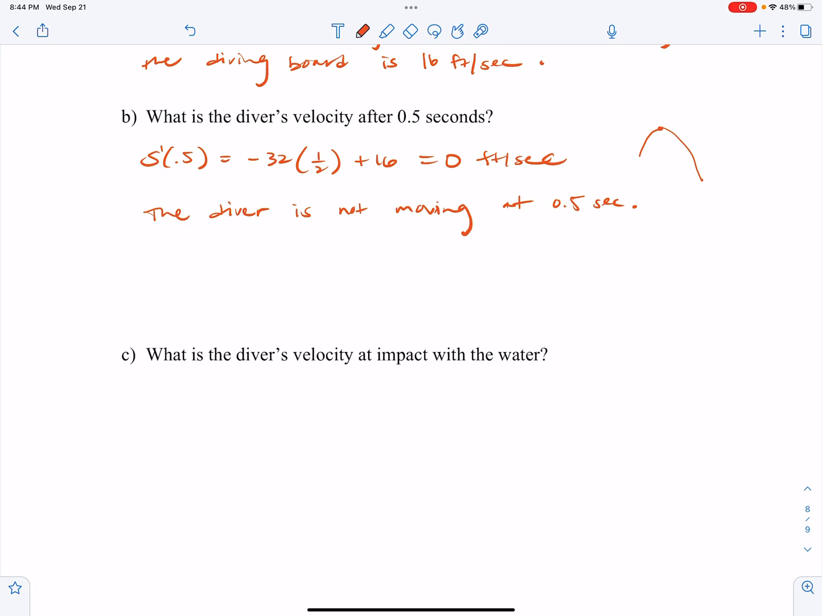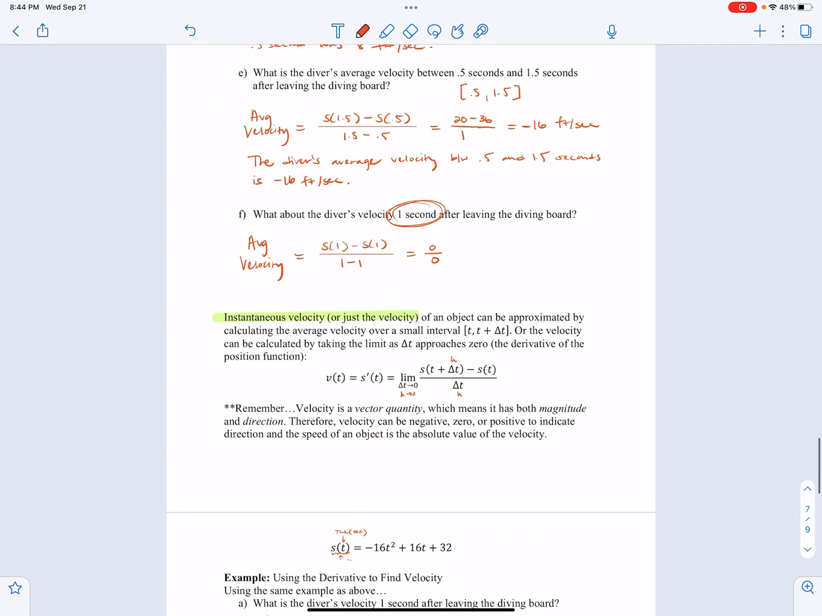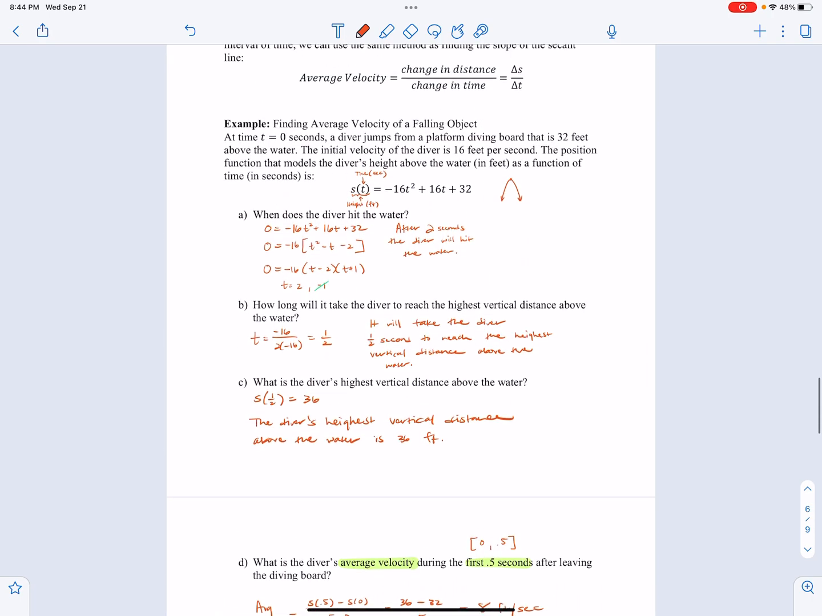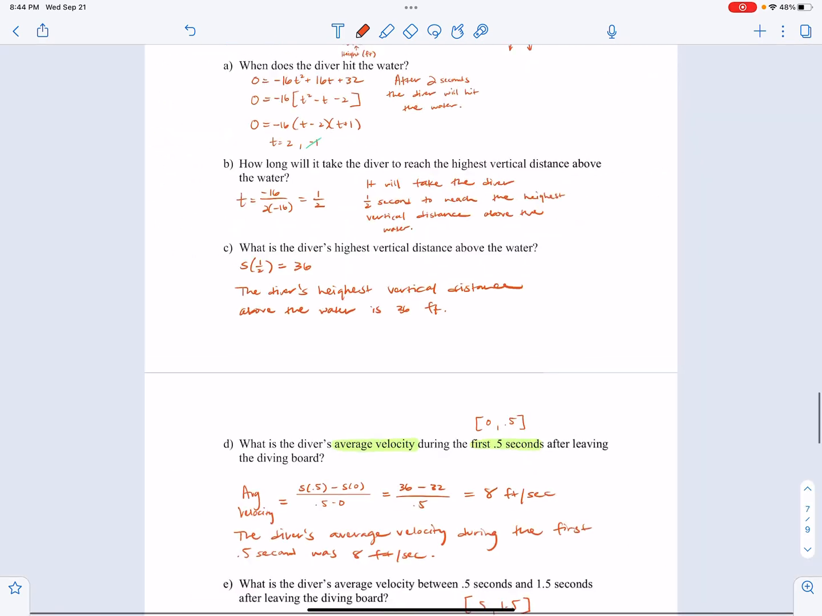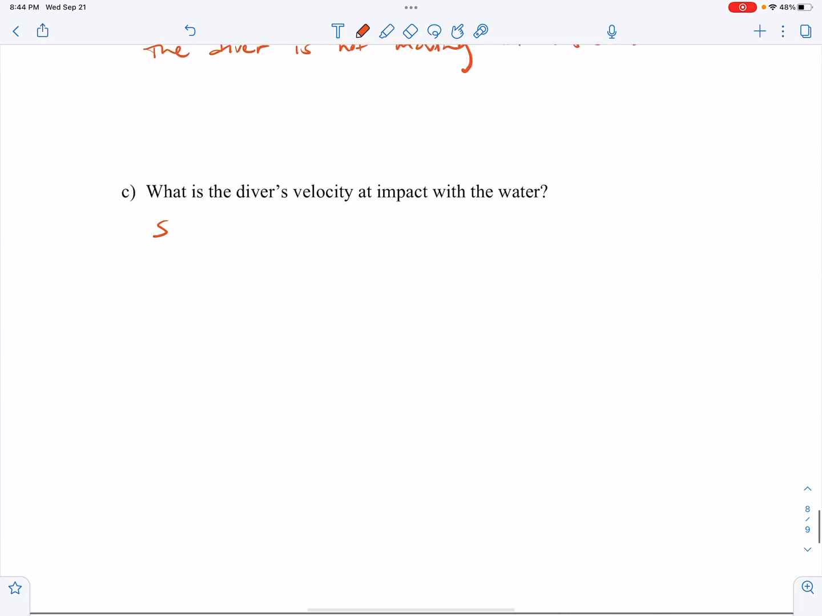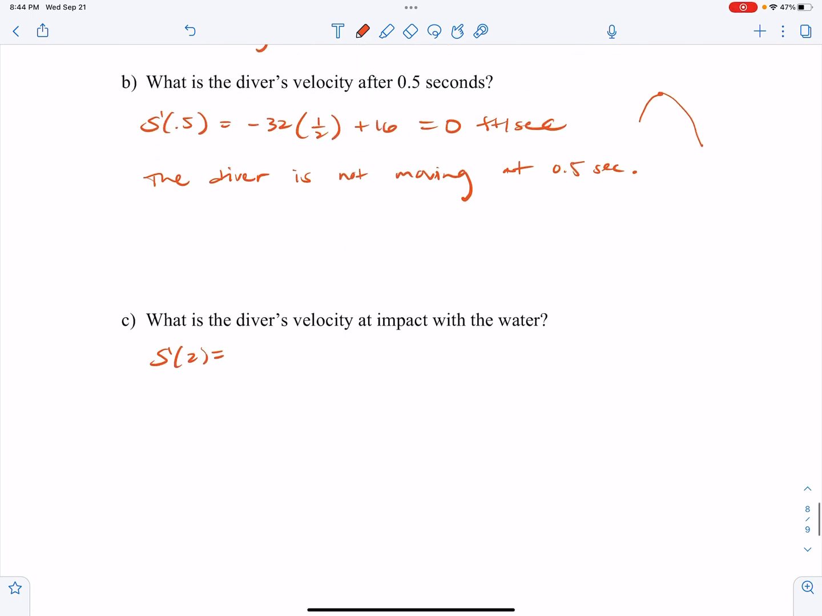And then what is the diver's velocity at impact with the water? How long was he in the air? Didn't we determine that in the first question? Yes, we did. He hits the water after 2 seconds. So we want to find S prime of 2. So we would get negative 64 plus 16 would be negative 48. Seems like a pretty fast speed, right? Pretty big impact for hitting the water.